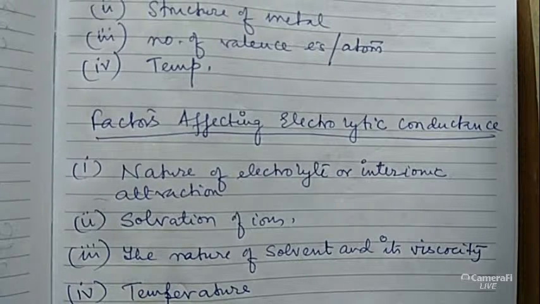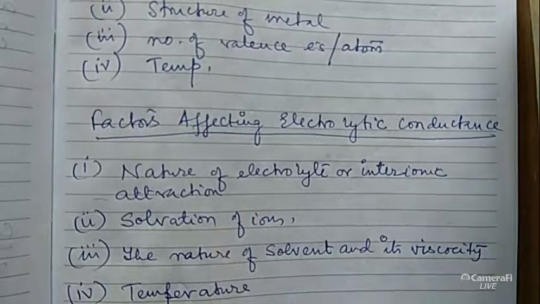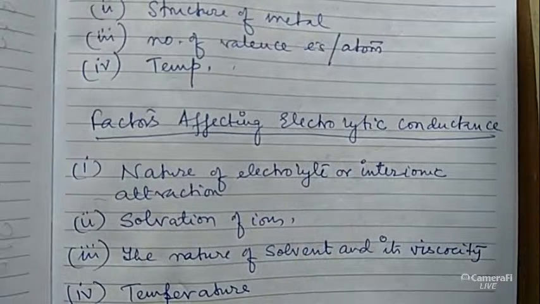If the electrolyte is a strong electrolyte, obviously electrolytic conductance would be much more. That is the first point. Next is solvation of ions. How easily the ions get solvated by the solvent molecule, that is the solvation of the ions. Next is the nature of the solvent and its viscosity. What is the nature of the solvent and how does the viscosity change, and the next factor is the temperature.